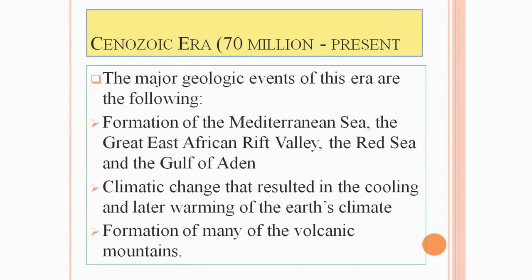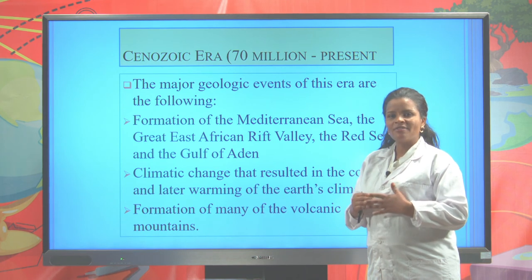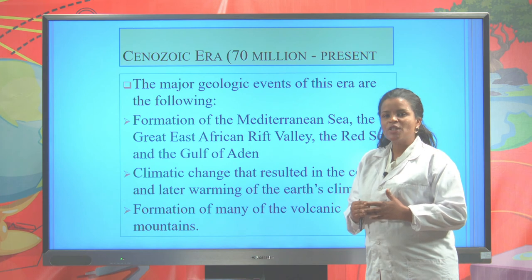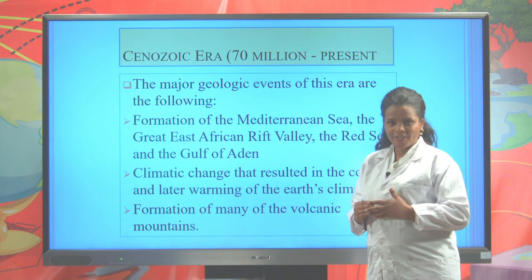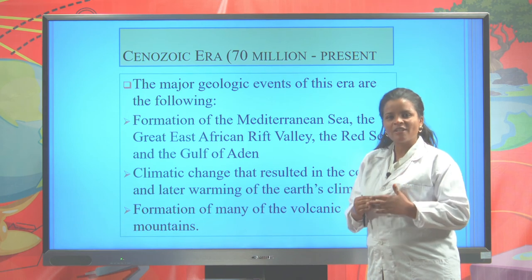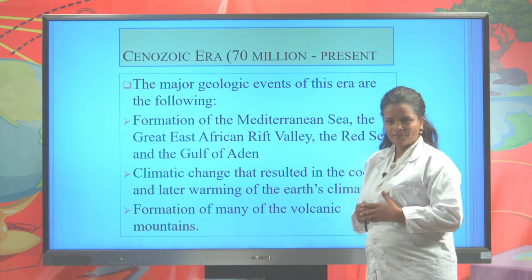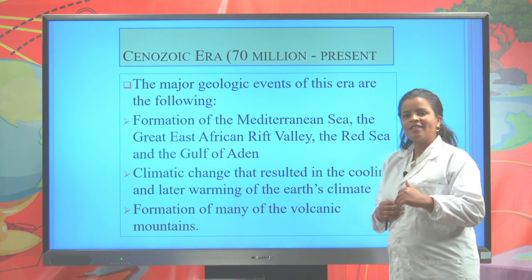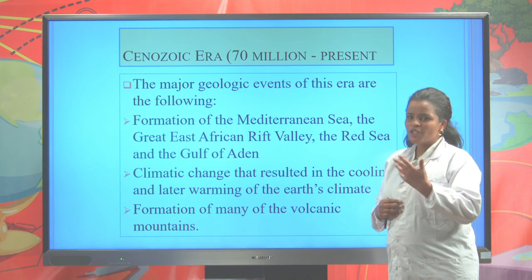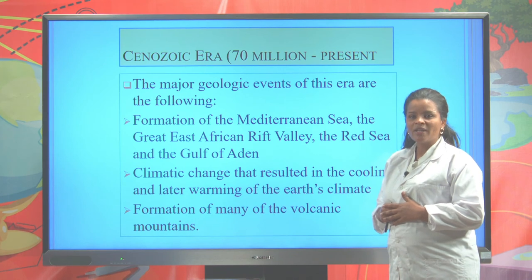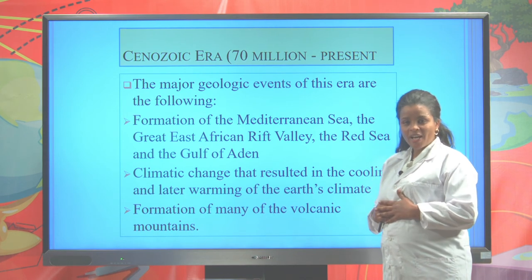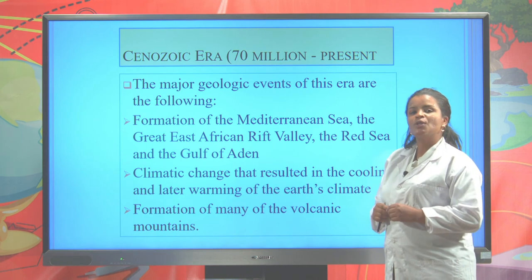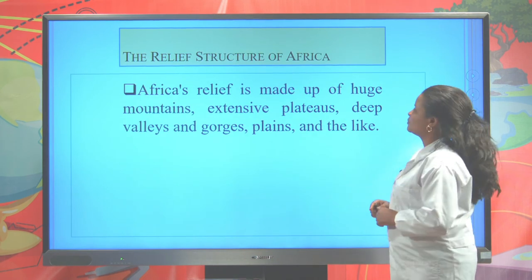Let us see what events happened in this era. The Mediterranean Sea, the Great East African Rift Valley, the Red Sea and Gulf of Aden were formed during tertiary period of the Cenozoic era. The present land feature is the result of Cenozoic era. And also climate change resulted in the cooling and later warming of the Earth's climate during this era, and also formation of many volcanic mountains during this era, and also young fold mountains formed during this era.